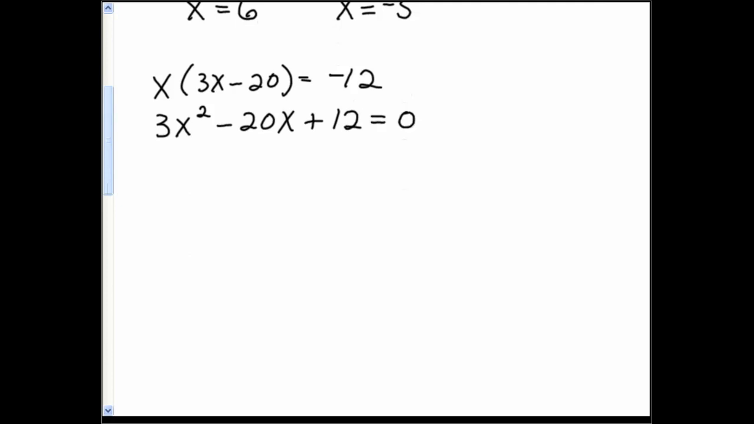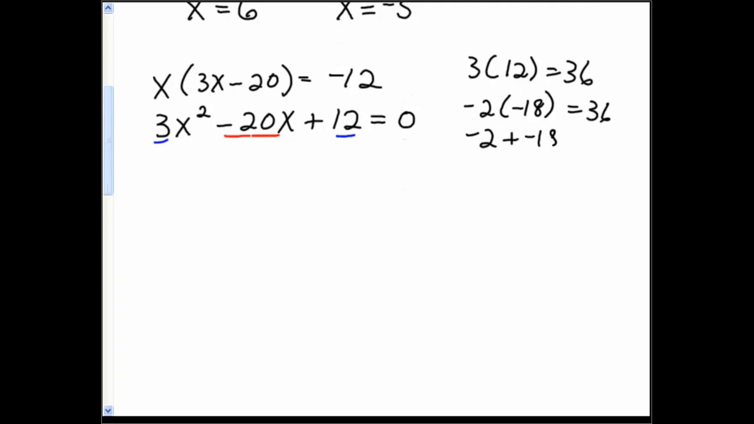So now this has to be factored. So we're going to take 3 times 12 for 36. So we're looking for two numbers that multiply to 36, but they need to add to negative 20. So negative 2 times negative 18 will be 36, and negative 2 plus negative 18 will equal negative 20. So the negative 2 and the negative 18 are used to rewrite the negative 20x.